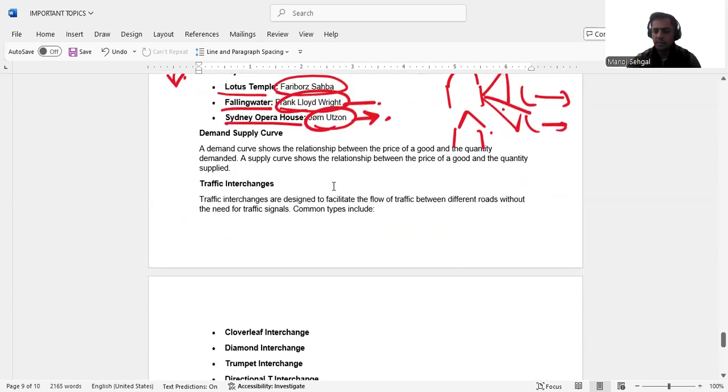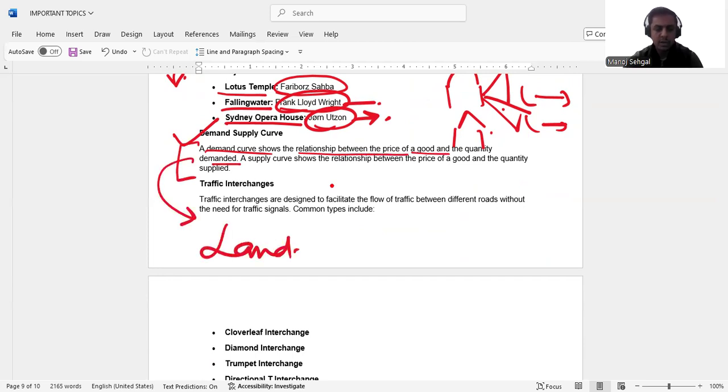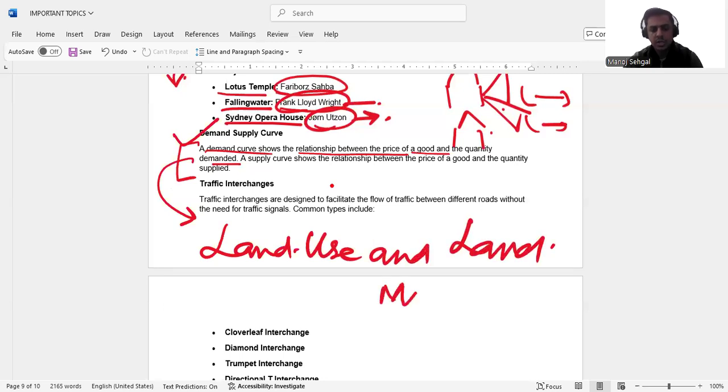Moving on, we have the case of the demand and supply curve, where the demand and supply curve shows the relationship between the price of goods and the quantity demanded. This could be in the perspective of land use and land microeconomics, which we discussed in the previous video. And from the perspective of the availability of land, the idea of demand and supply of various pockets of land would be discussed, and the rents or prices attached to land management could be discussed under this consideration.